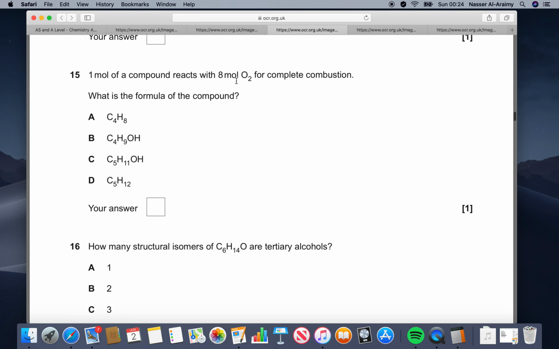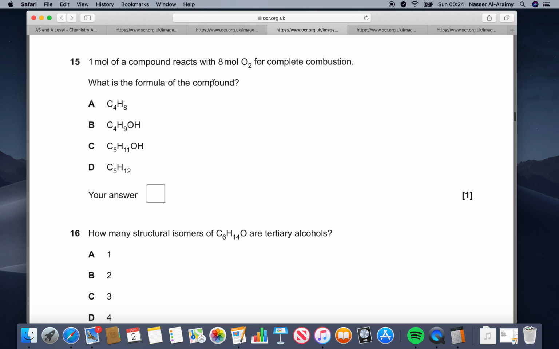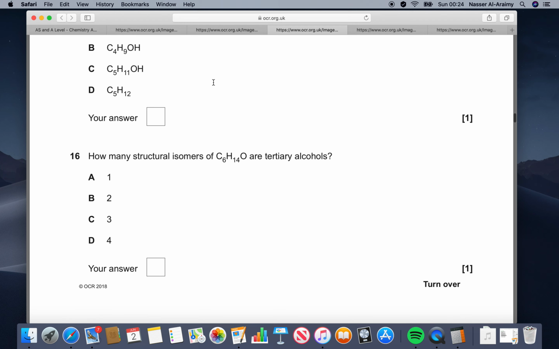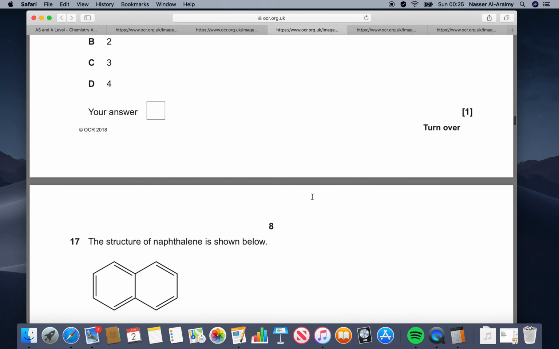You've got these standard mole calculations. Again, I've done similar videos on that, so you can have a look at that. How many structural isomers of this are tertiary alcohols? Just draw it out and you'll see it.